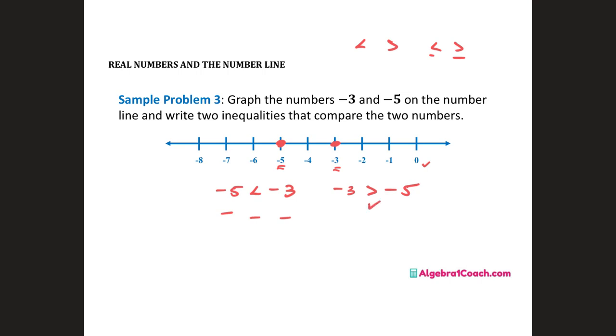And one way students do this and remember is by comparing these openings here. Since this opening is smaller here, or actually not even existent, this would be less than. Here, the opening is greater, looking at -3 there, facing it. So it's -3 is greater than -5.